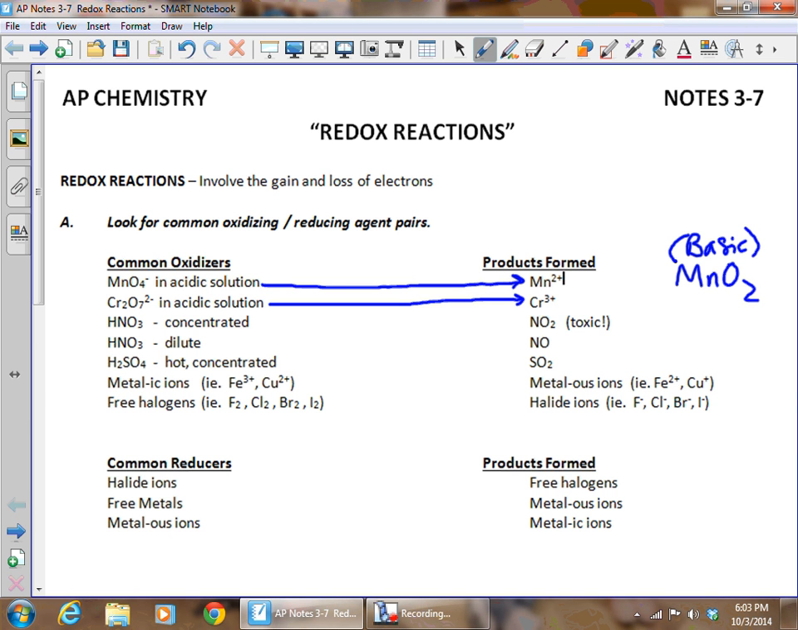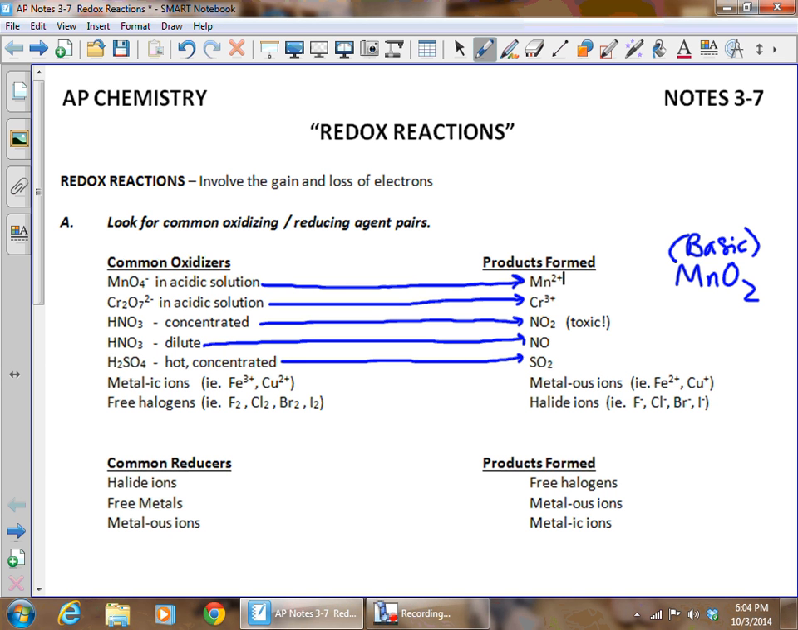We get HNO3 concentrated, forming toxic NO2. You'll see that happening today. Dilute nitric acid forms non-toxic, no, it's not toxic, nitrogen monoxide. And hot concentrated sulfuric acid will reduce down to SO2.